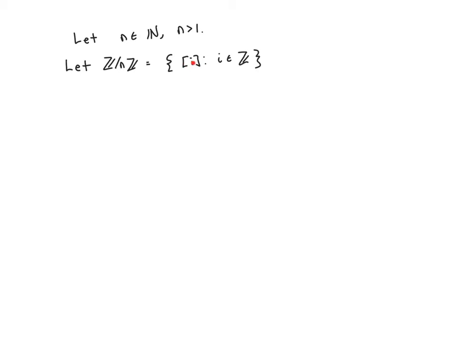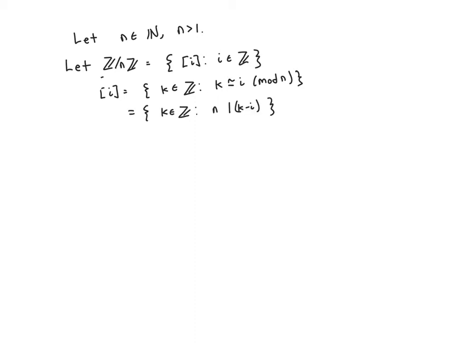That is, we write that its equivalence class is of the form [i], where i is an integer, so every equivalence class is in this set. Here we recall that the equivalence class of i is the set of all integers k such that k is congruent to i mod n. We recall the definition of our equivalence relation. That means that n divides k minus i. So it's the set of all integers such that n divides k minus i.